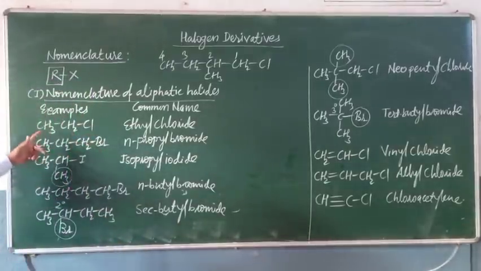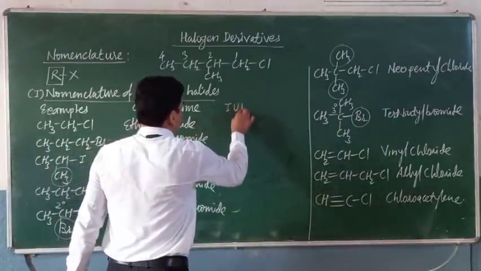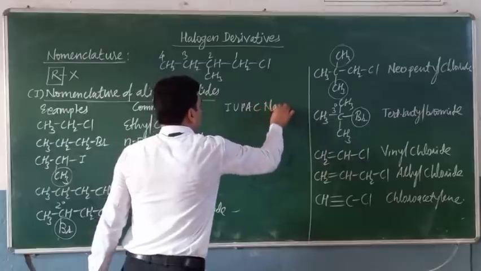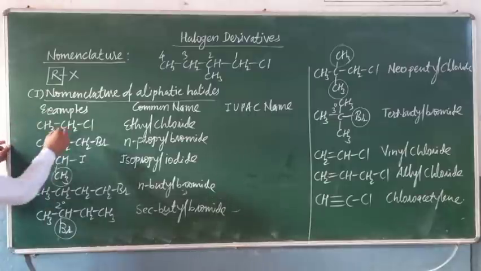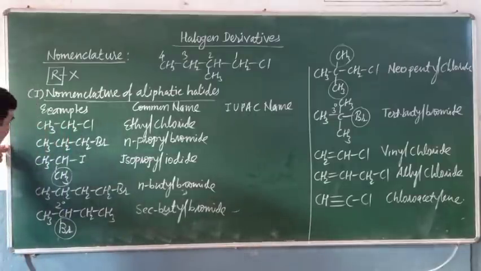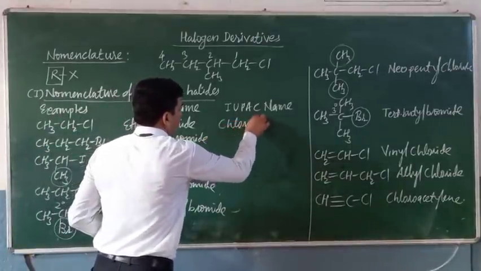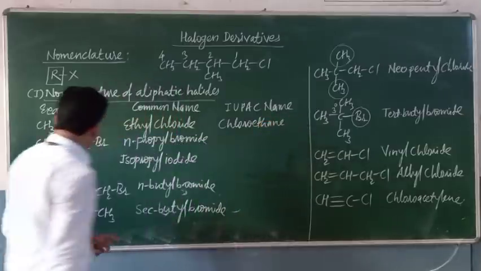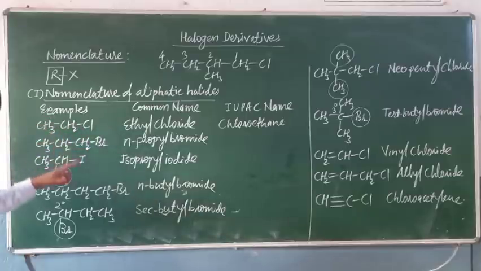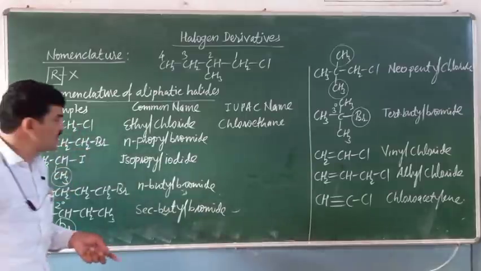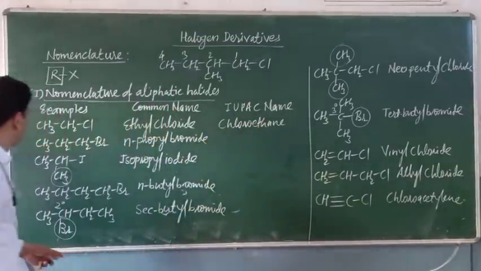Now let us see what will be the IUPAC name of ethyl chloride. Its common name is ethyl chloride. The longest chain contains 2 carbon atoms, therefore its parent alkane will be ethane, and its IUPAC name will become chloroethane. It is not necessary to mention the position of the halide, because there are only 2 carbon atoms in the chain. Its IUPAC name is chloroethane.